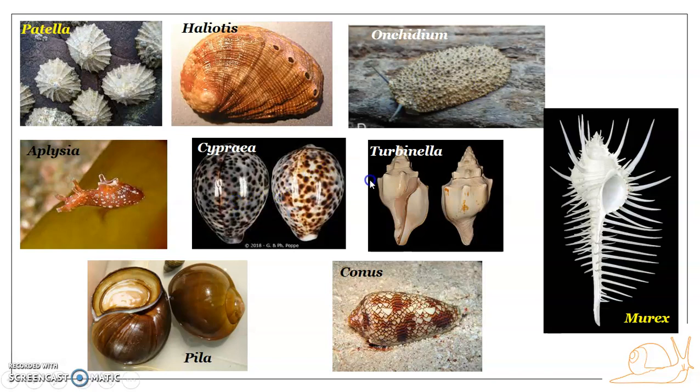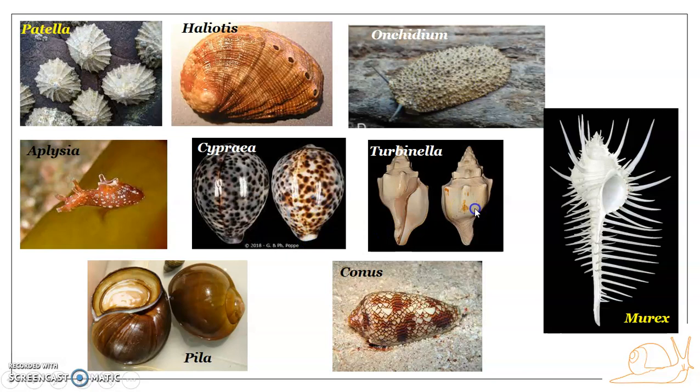Then we have the Turbinella. Here you can see the opening, right? The opening is covered with operculum. You can see here that the coiling is very conspicuous. So the shell is coiled, it is conical, and it has an apex. Here also you can see it is conical in nature, right?